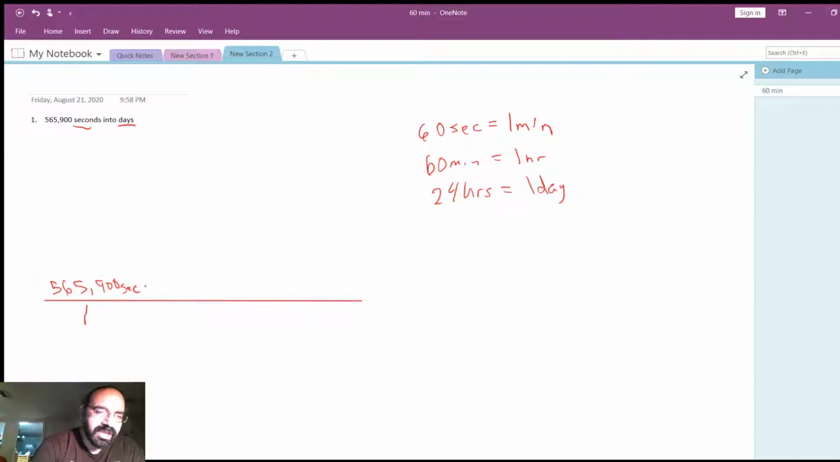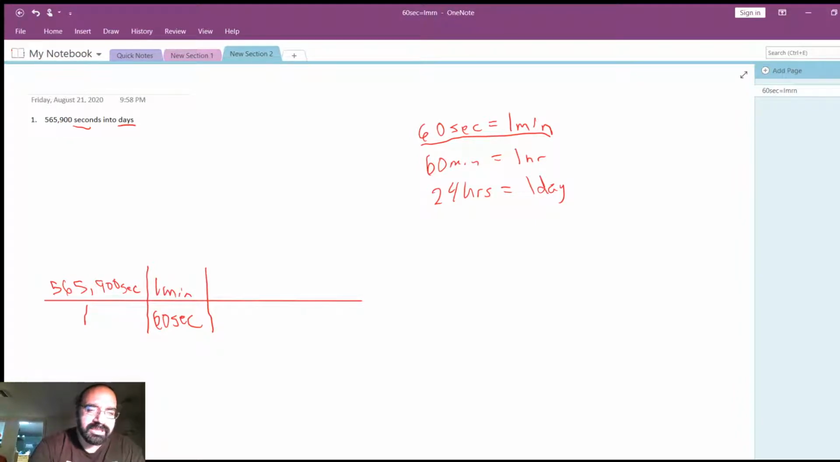So what's our first stop? Well, our first stop is our first relationship, which is this relationship right here. Our first relationship is that we know that we have 60 seconds. We're putting seconds in the bottom because we want to cancel this out, right? We want to cancel out the seconds. So we put the seconds in the bottom. Well, we know that's equal to 1 minute.